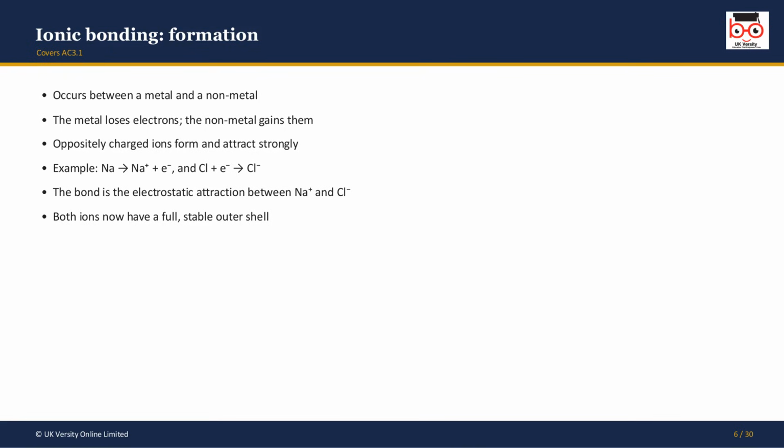Take sodium and chlorine. Sodium goes to sodium plus an electron, and chlorine plus that electron goes to chloride. The bond itself is the electrostatic attraction between the sodium ion and the chloride ion, and both ions now enjoy a full, stable outer shell.